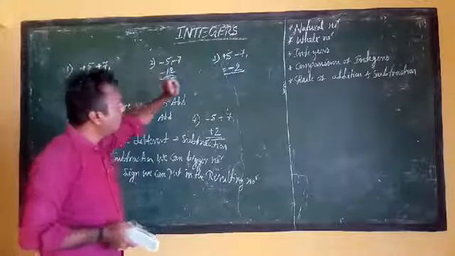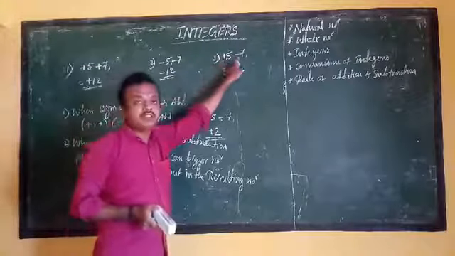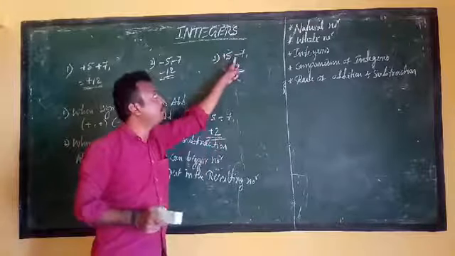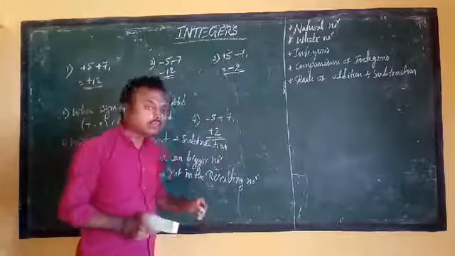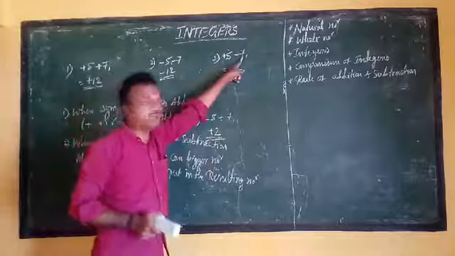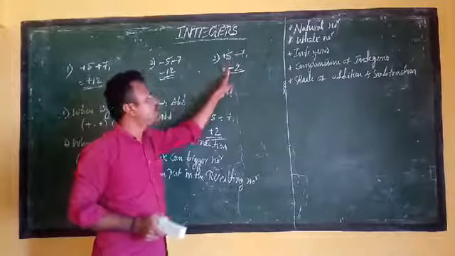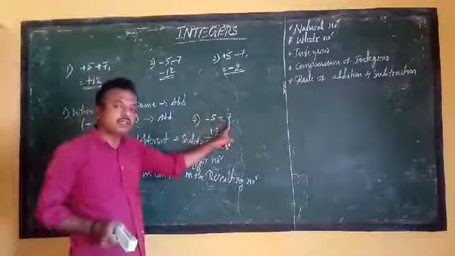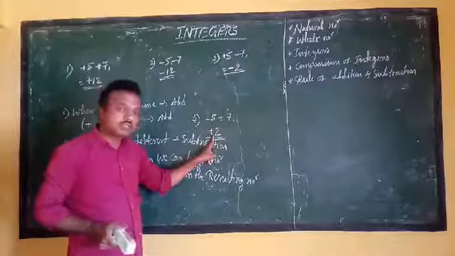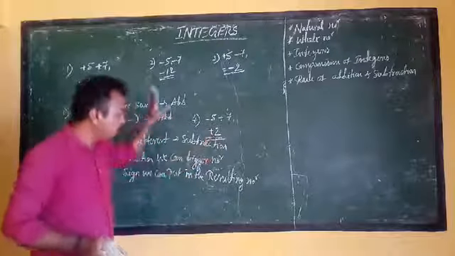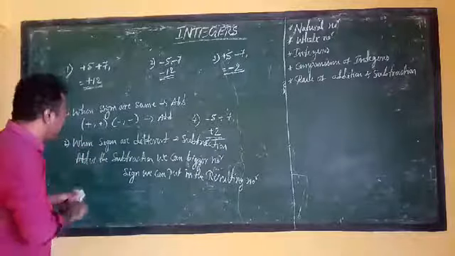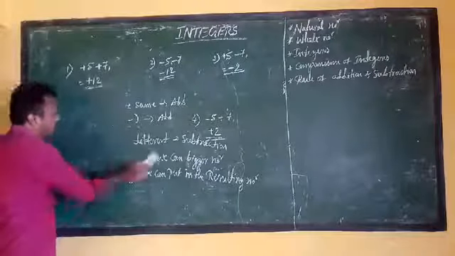Okay. Next, with different signs, we can do the subtraction. After the subtraction, we put the bigger number's sign in the resulting number. Here minus 7 is the bigger, having a negative sign, so minus 2 is the resulting number. Here plus 7 is the bigger, having a positive sign, so plus 2 is the resulting number. Got it, students? Like this we have to do addition and subtraction. Shall we learn some more examples?